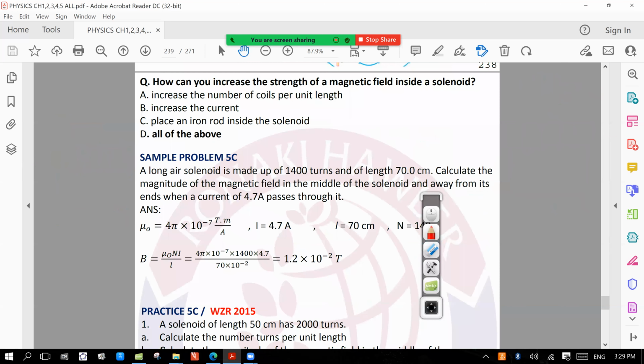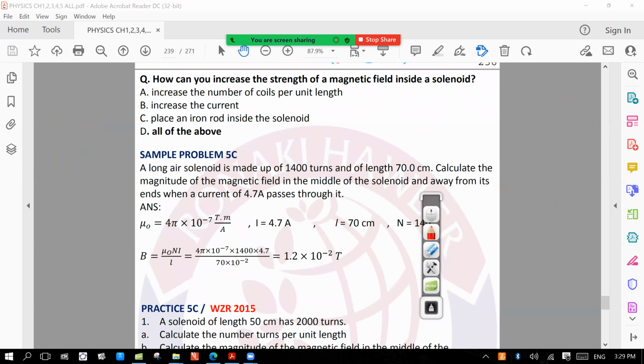Okay, we have this question. How can you increase the strength of the magnetic field inside the solenoid? If I increase the number of turns per unit length, it means if I have more turns in a shorter length, I will have more magnetic field. That's correct. Increase the current, that's also correct.